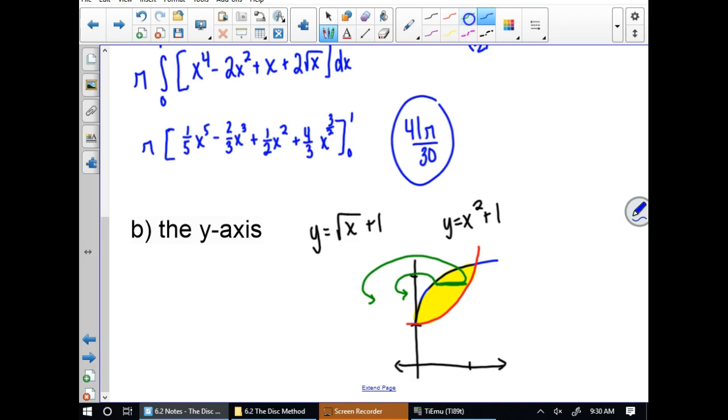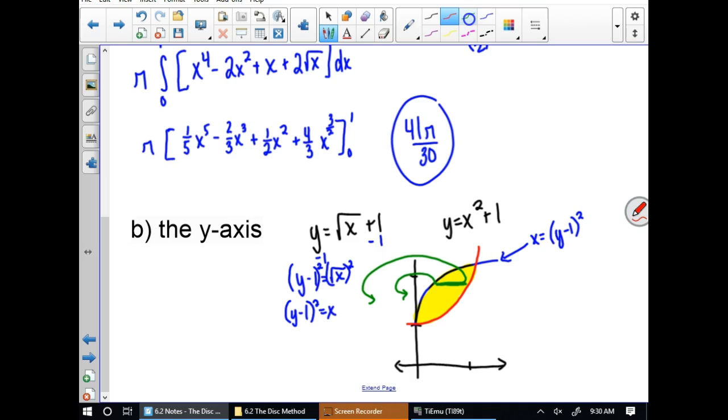So what we're going to need to do here is we've got to solve both of these equations for x. So we would subtract 1 from both sides here. We'll get y minus 1 equals the square root of x. And then we would square both sides. So we would get, I'm just going to leave it y minus 1 squared for right now. So that is the blue line right here. This is x equals y minus 1 squared.